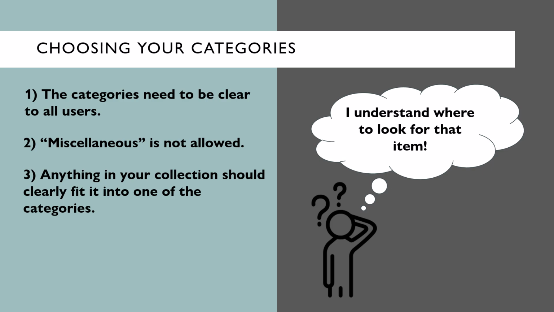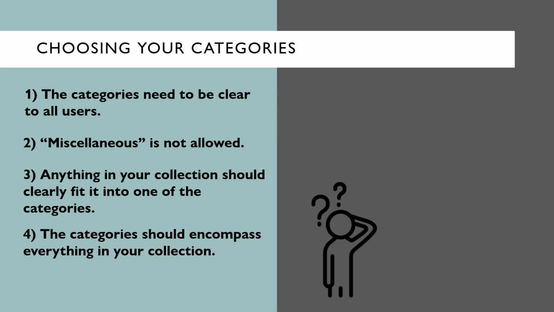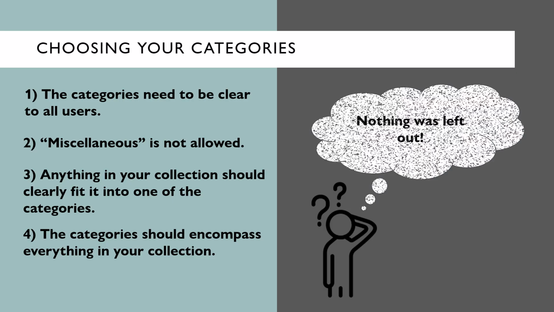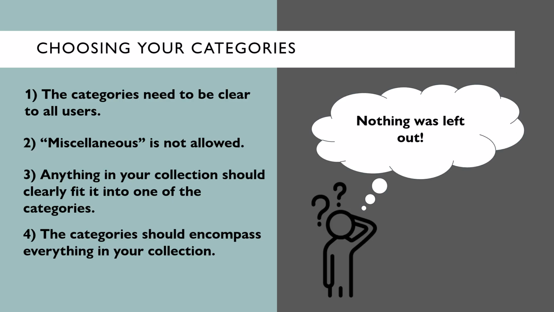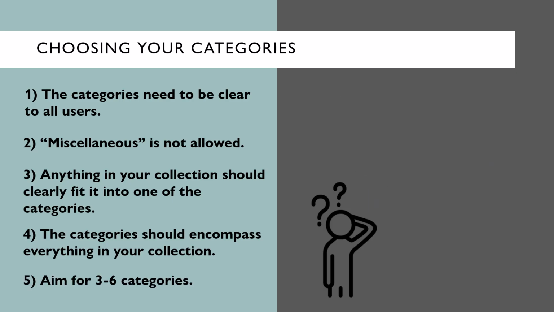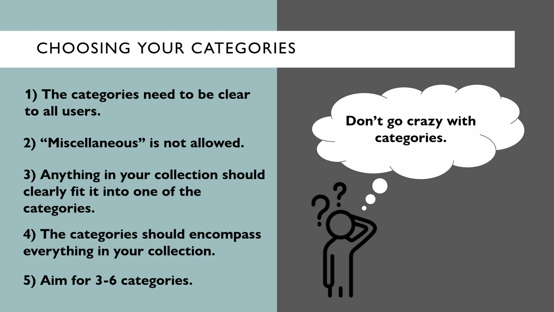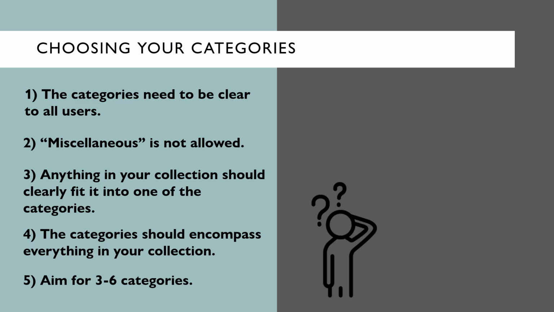We'll show some examples at the end of this video. The categories should encompass everything in your collection, and nothing should be left out at the end. And finally, typically it's considered best practice to have around 3 to 6 categories at most. Fewer than 3 can result in categories that are too broad, and more than 6 results in categories that start to become too narrow. There's a just right balance that you want to try and strike that balances the time it will take to organize all the material and the ease of finding things once they're organized.